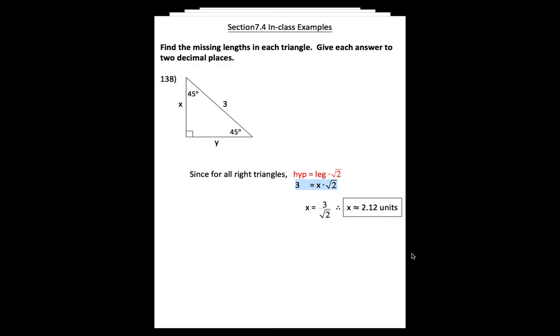And so to solve for x, we're going to divide both sides by root 2. And again, we're going to plug in 3 divided by the square root of 2 into the calculator and round that answer to 2 decimal points. And that's where we come up with 2.12.